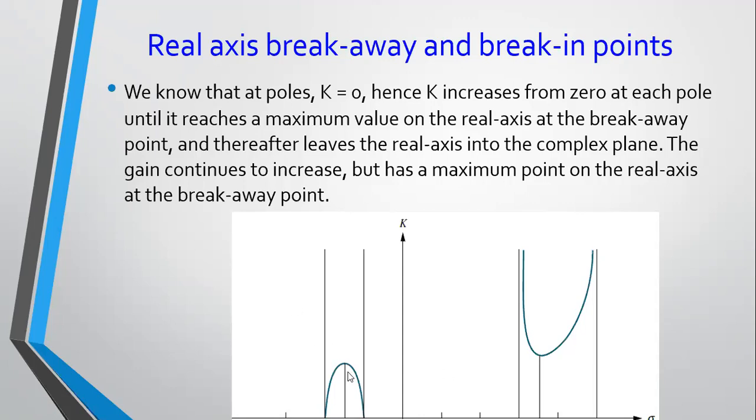It means if you want to find the break-in and breakaway points for a range of values of your poles which are real, because we are dealing only with this part and not with values in the imaginary part of the complex plane: for this segment here, at the breakaway point you have a maximum point. For this segment here, at the break-in point you will have a minimum point. So it's two stationary points that you would have at the break-in and breakaway points.